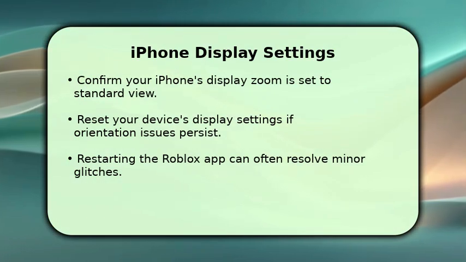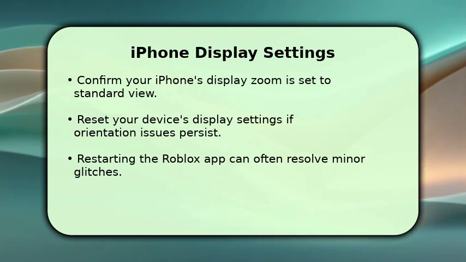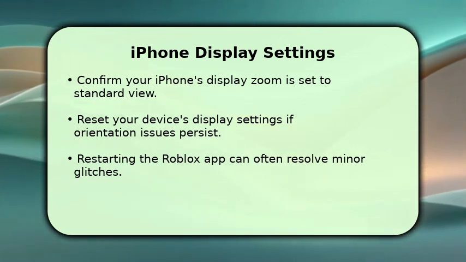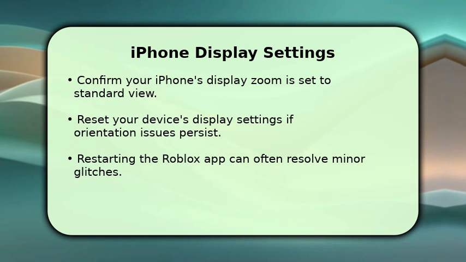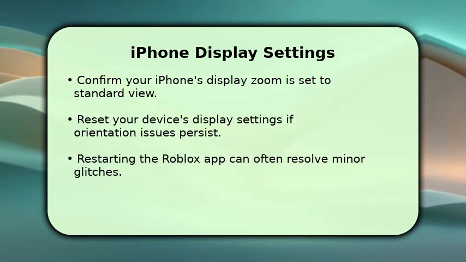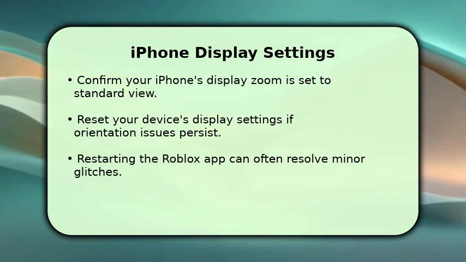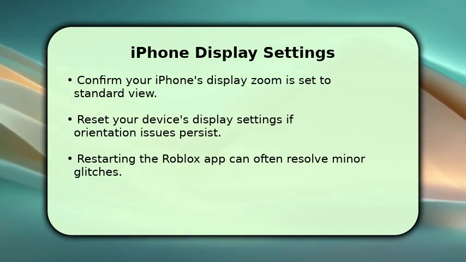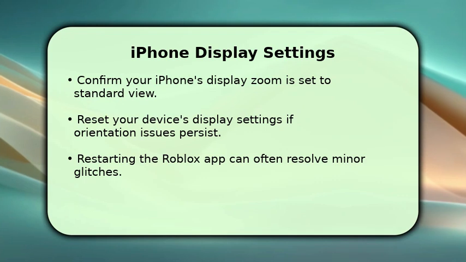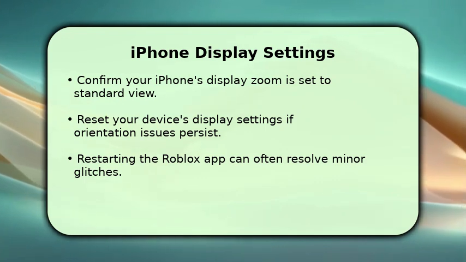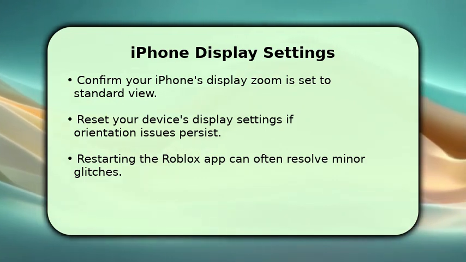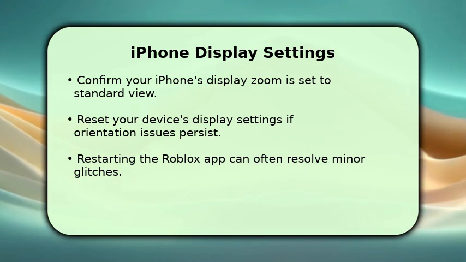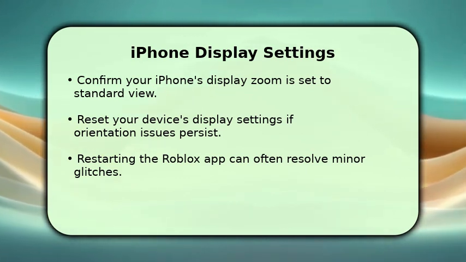Sometimes, your iPhone's general display settings can affect game orientation. Make sure your display zoom is set to the standard view, as a zoomed view can sometimes interfere with automatic rotation. If you're still facing issues, try resetting your device's display settings. A quick restart of the Roblox app itself can also often resolve minor glitches, getting you back to horizontal play in no time.